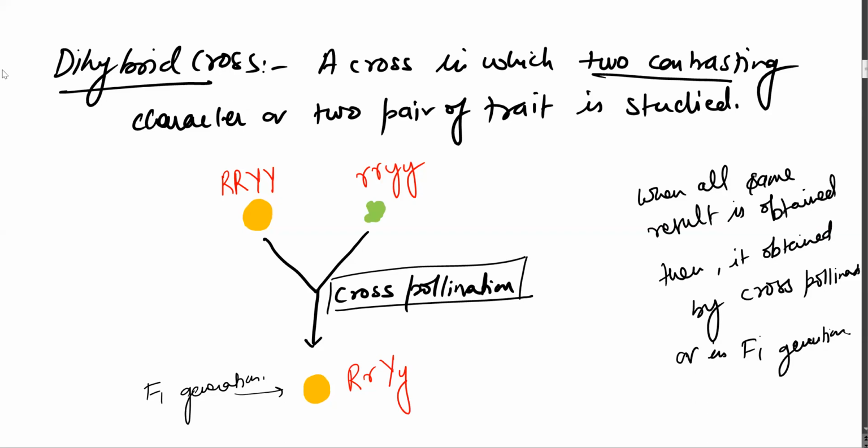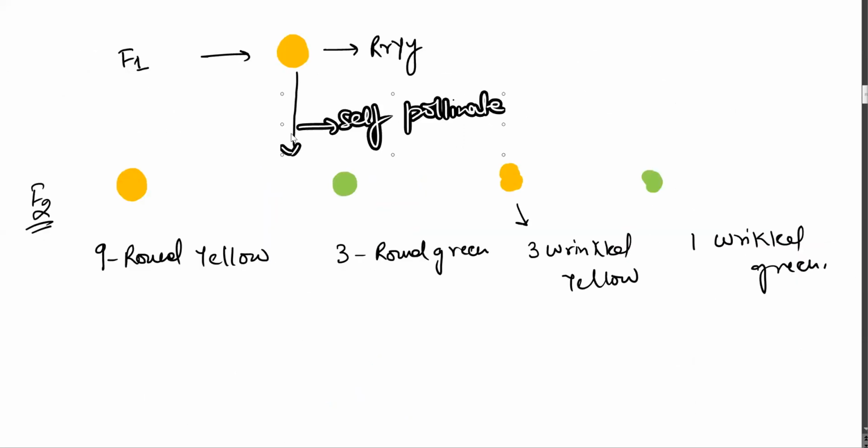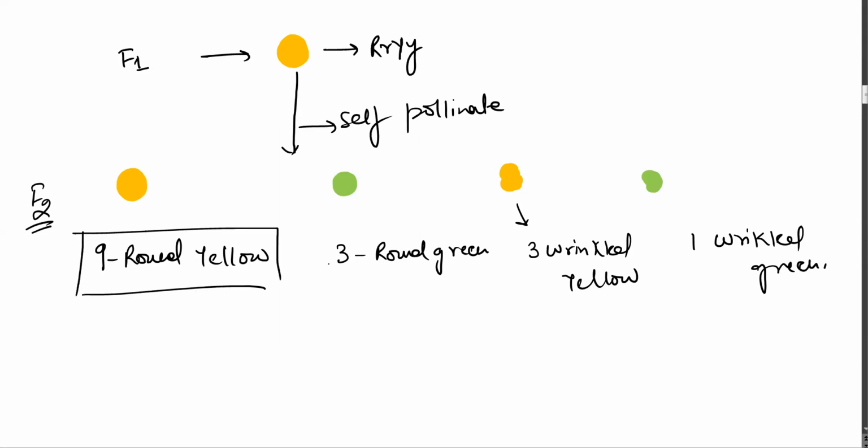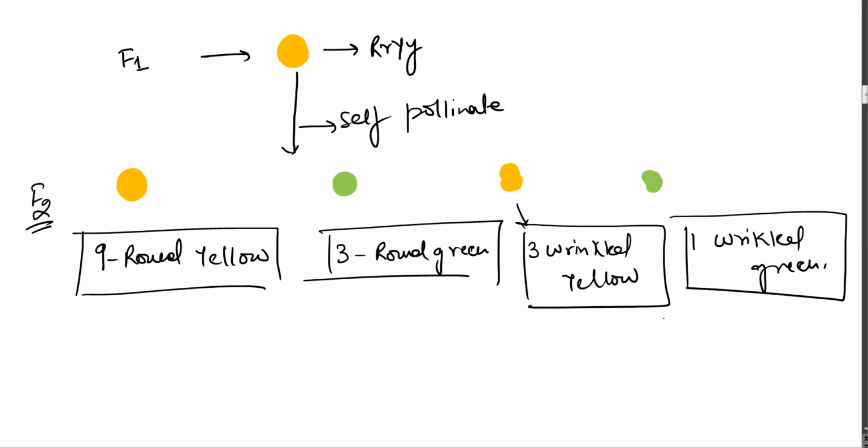Now, when he self-pollinated this F1 generation, he got 9 round yellow, 3 round green, 3 wrinkled yellow, and 1 wrinkled green. Can you see one thing here? How is it possible? We took the round yellow and wrinkled green only initially, but these two were not there. These are new. Round green we did not take, but we get round green also in the F2 generation.